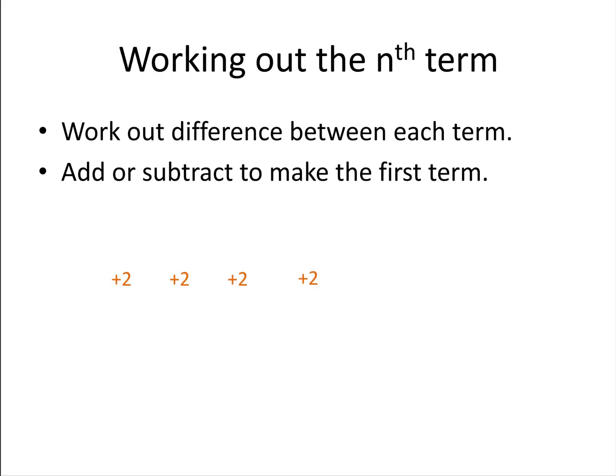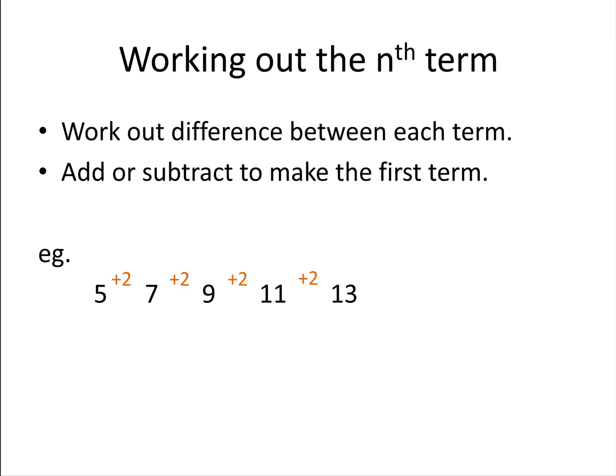So in this example, I'm going to add 2 each time. So my sequence is 5, 7, 9, 11, and 13. So to go from one term to the next, I'm adding 2. Now if I can repeatedly add 2, that's the same as multiplication. So adding 2 4 times is the same as 2 times 4.